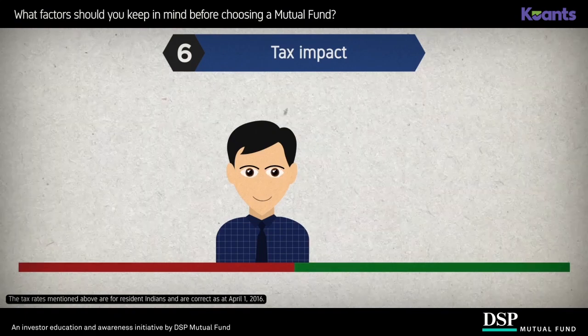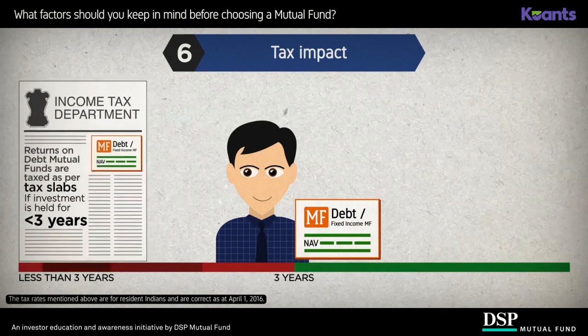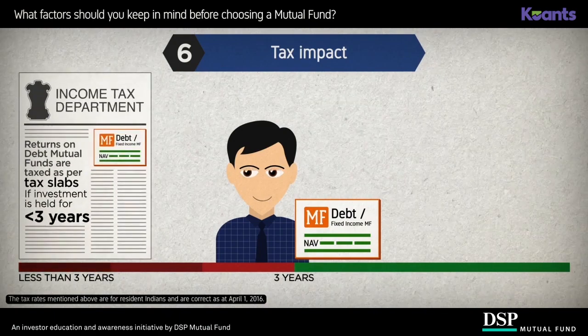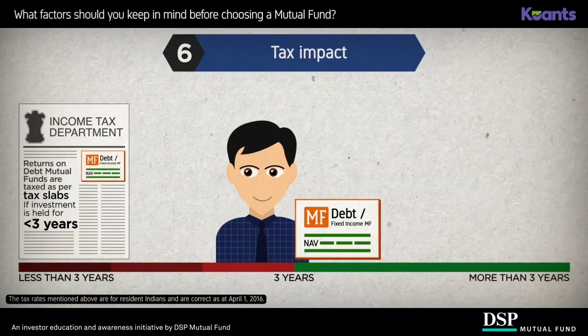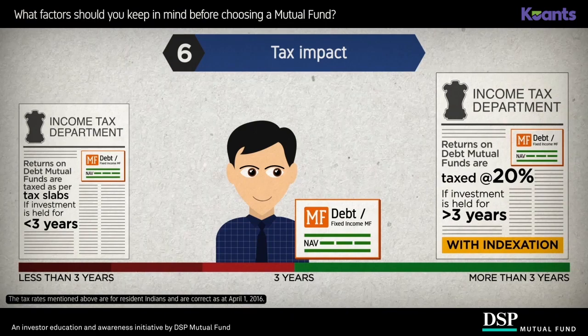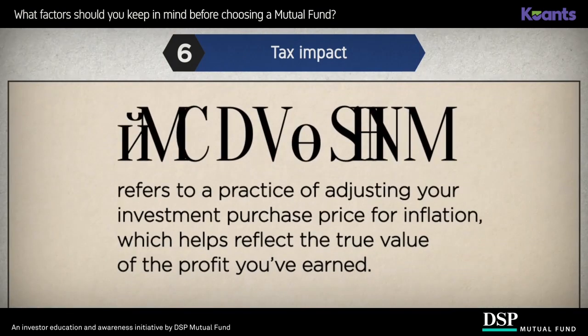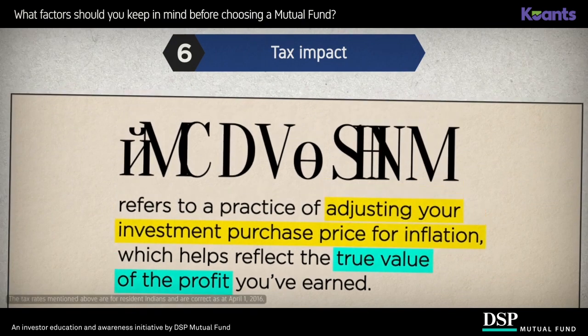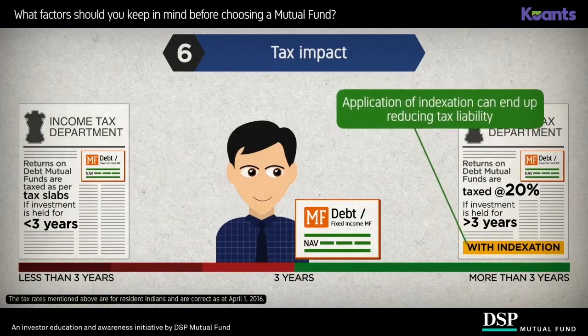In case of non-equity oriented mutual funds, such as debt funds, the profits you make on investments held for less than 3 years attract taxes based on the income tax slab relevant to you. On the other hand, if you hold your investment for over 3 years, your profits will attract a tax rate of 20% with indexation. But what is indexation, you might ask? Indexation refers to a practice of adjusting your investment purchase price for inflation, which helps reflect the true value of the profit you've earned. Generally, the application of indexation will end up reducing tax liability on debt mutual funds.